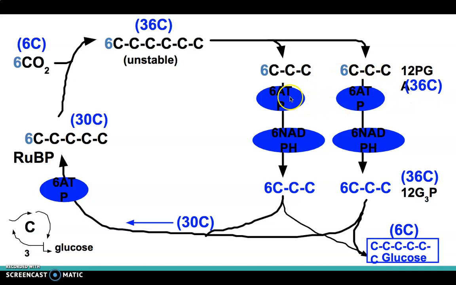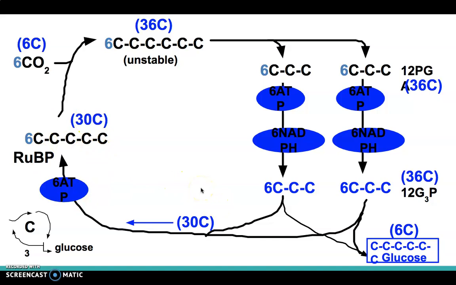To break down one of these 3-carbon molecules requires a total of 1 ATP and 1 NADPH. That's why we have a total of 6 and 6 here, because there are 6 of these 3-carbon molecules. Then it goes through the whole process, and we end up creating a glucose out of 2 G3Ps, and the process goes back to help create the RuBP, which we need at the start of the Calvin cycle.